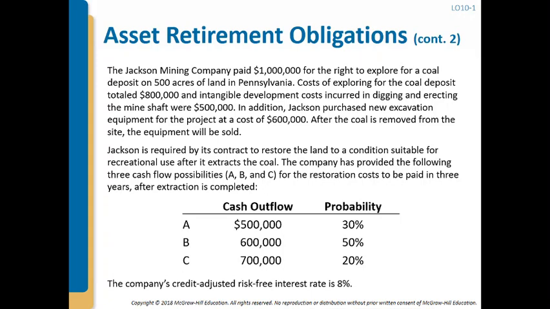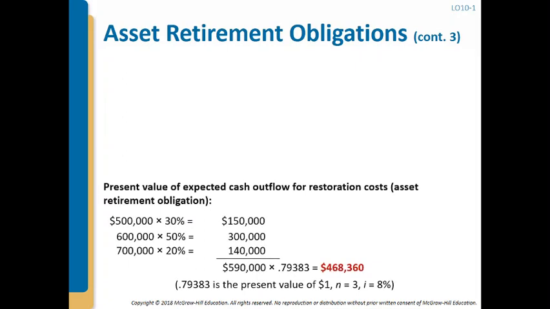The other part of this, when we figure out the present value, is we have to know the company's credit adjusted risk-free interest rate. And so here for this company, that credit adjusted risk-free interest rate is 8%. And so what you're going to do, this is essentially a weighted average situation where you're going to take the weighted average of each possibility and multiply the possible outcome, the percentage times the possible cash outflow. So 500,000 times 30%, 600,000 times 50%, and 700,000 times 20%.